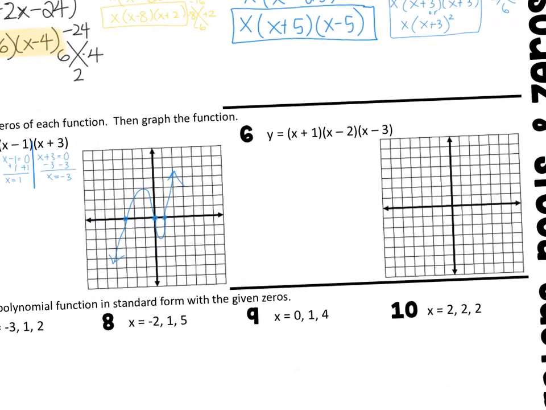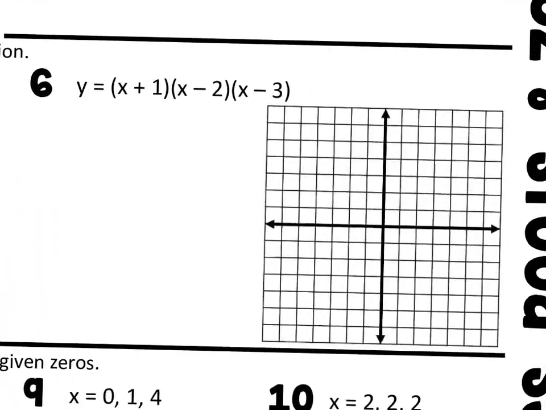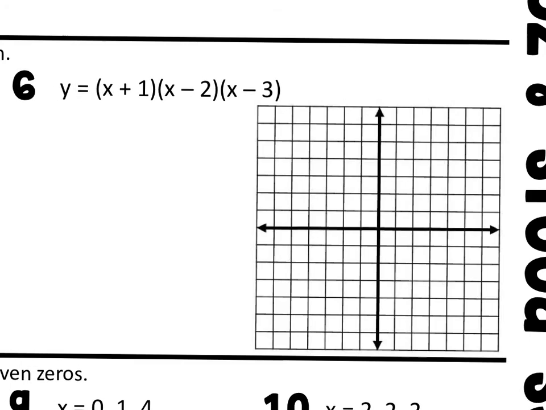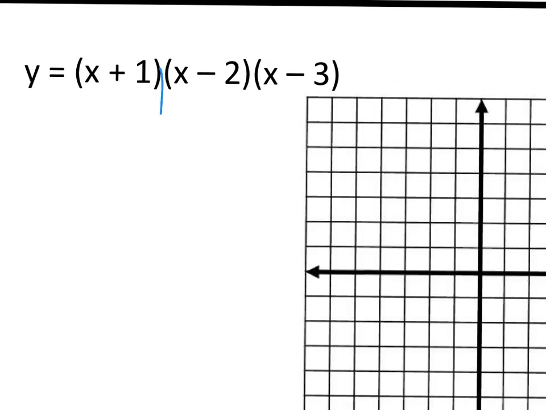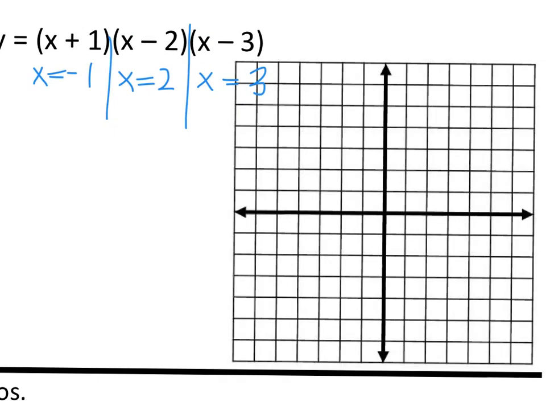Okay, so we're going to do the same thing with this one here. So I'm going to go a little quicker with this one. We know that if I split it up, this is going to end up saying x equals negative 1. This is going to end up saying x equals 2, and this is going to end up saying x equals 3. They're just backwards. So I'm going to plot those points, negative 1, 2, and 3. And I'm just going to do the same thing again, up and then down, and we're sketching.